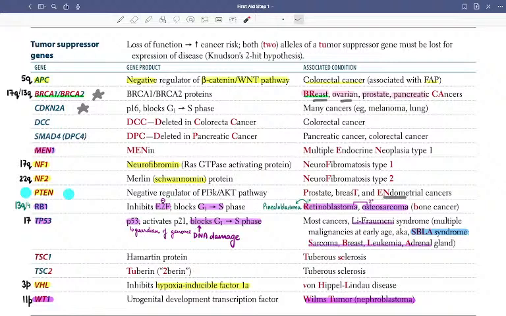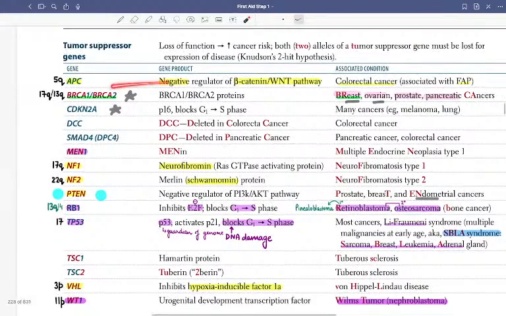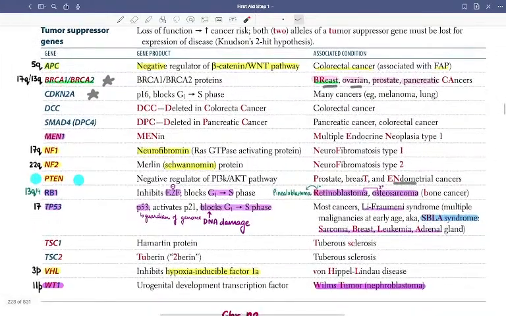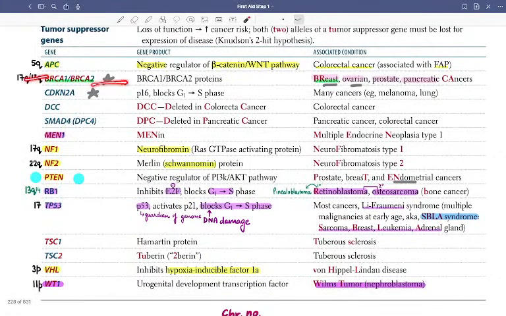Next, tumor suppressors. APC gene, colorectal cancer, APC beta-catenin WNT pathway, negative regulator, chromosome 5q. Next is BRCA1 and BRCA2. BRCA1 is on 17q, BRCA2 is on 13q. BRCA: breast, ovary, prostate, pancreas.